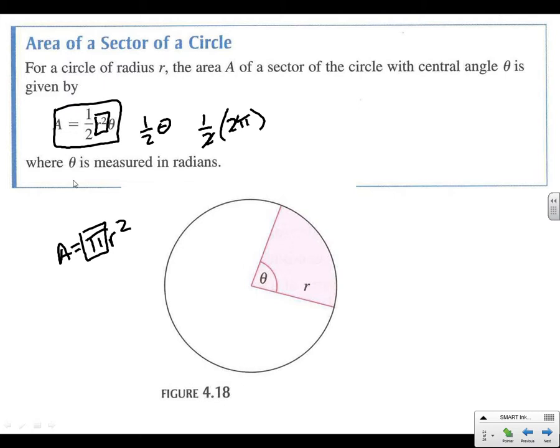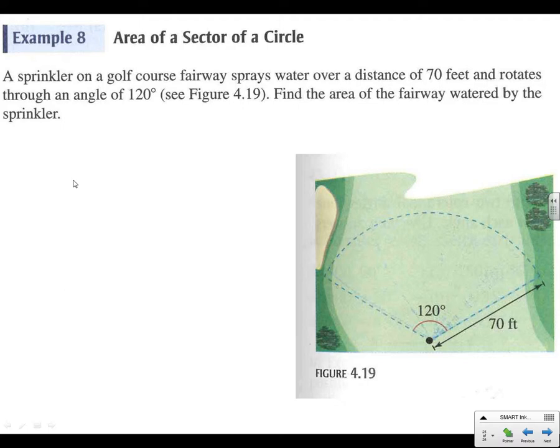Okay? But we don't have to figure out a whole circle. We can just figure out the area of parts of a circle. So here we go. A sprinkler on a golf course sprays water over a distance of 70 feet and over 120 degrees. So all these formulas are in radians. So first things first, let's change that into radians. 2 pi over 360. Oops, I went the hard way. Pi over 180 is easier than 2 pi over 360. Either one would have worked.